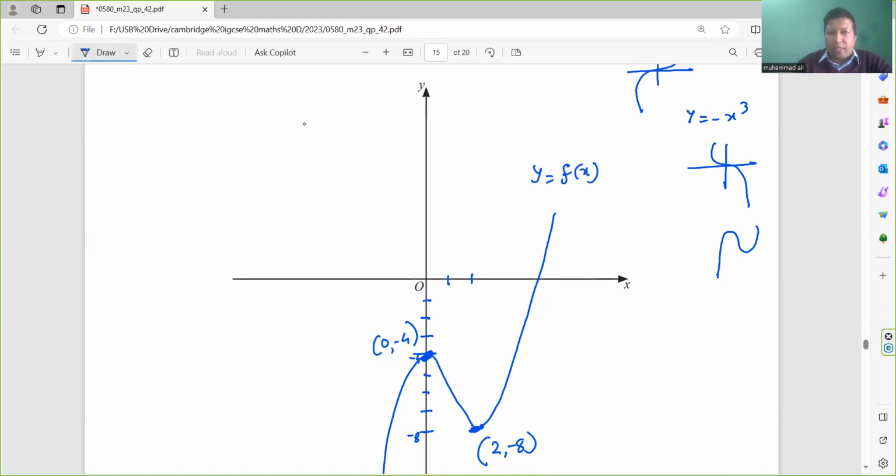So I think everybody understands this, it is very simple. You just need to know how to do the differentiation and how to sketch y equals x cubed.